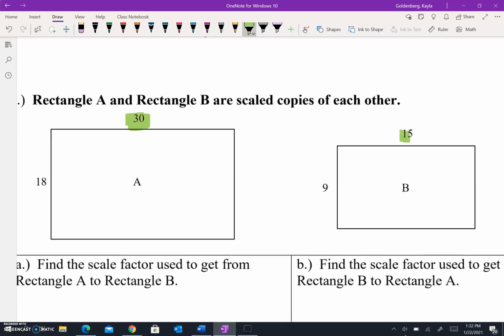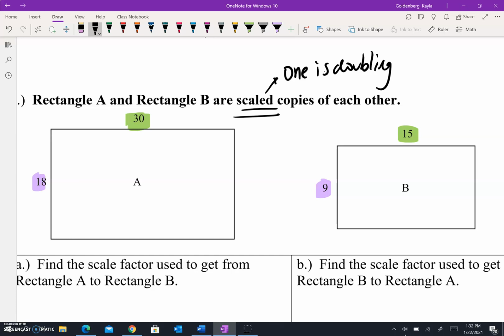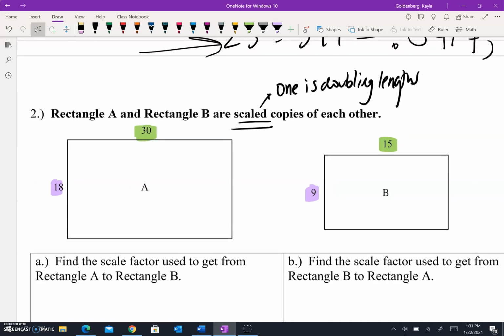Notice how the 30 compares to the 15, right? And the 18 compares to the 9. Notice one is double how long the other one is. That's what they mean by scaled copies, right? One is doubling the lengths, depending on which direction you go, A to B or B to A. And so what we would say is that their sides are proportional to each other.